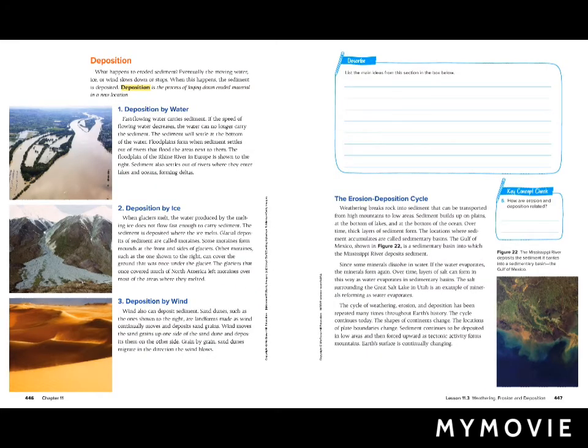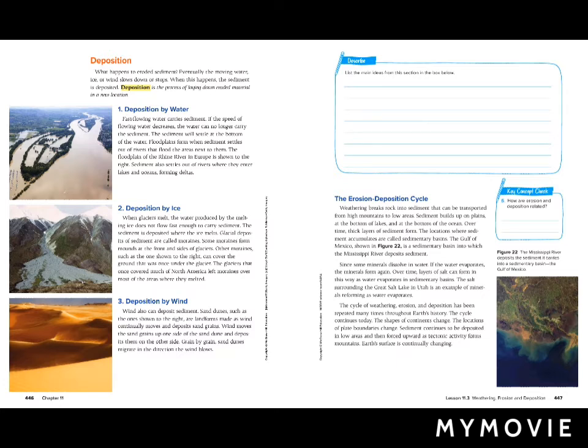Deposition. What happens to eroded sediment? Eventually, the moving water, ice, or wind slows down or stops. When this happens, the sediment is deposited. Deposition is the process of laying down material in a new location. Next, deposition by water.